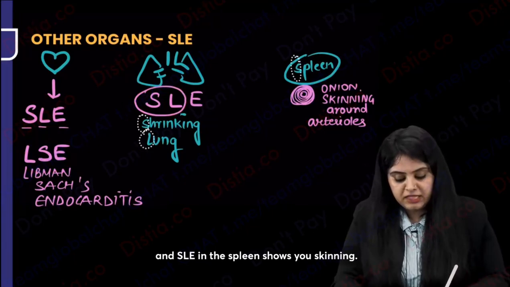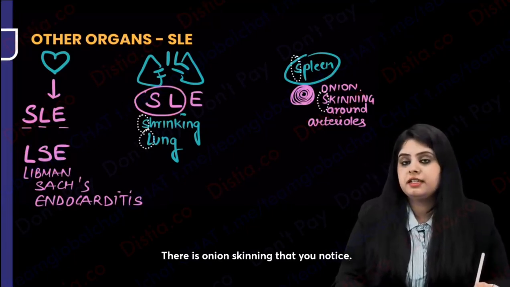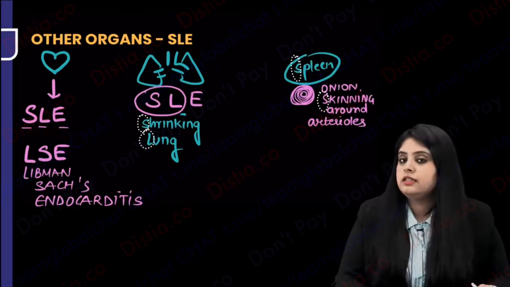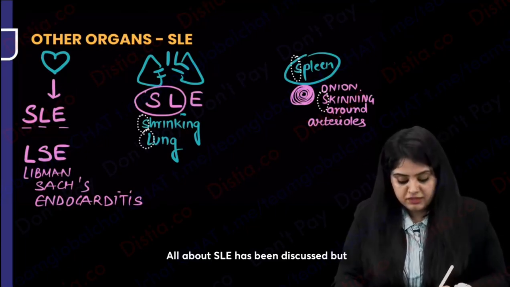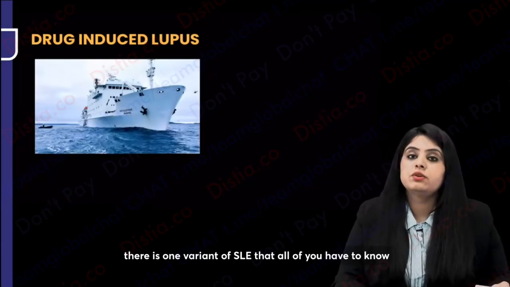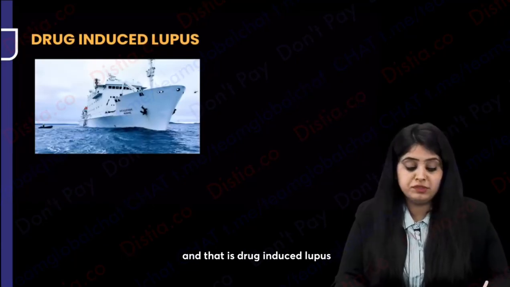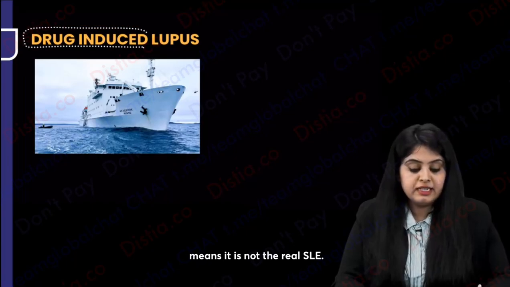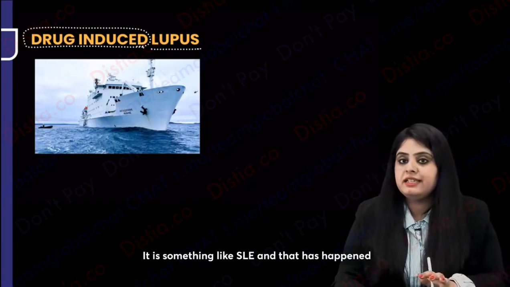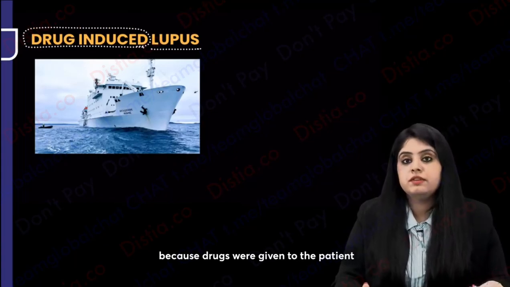And SLE in the spleen shows you onion skinning. All about SLE has been discussed, but there is one variant of SLE that all of you have to know, and that is drug-induced lupus. It is not the real SLE. It is something like SLE, and that has happened because drugs were given to the patient.